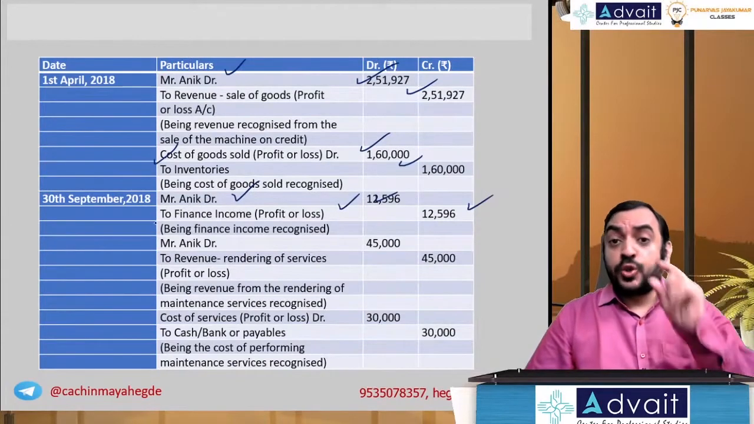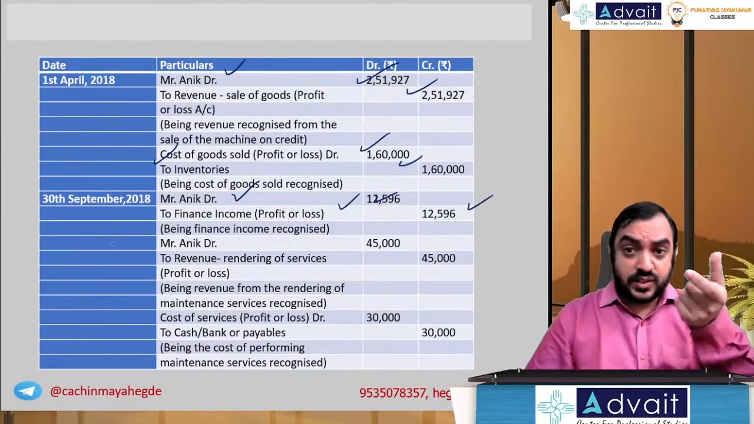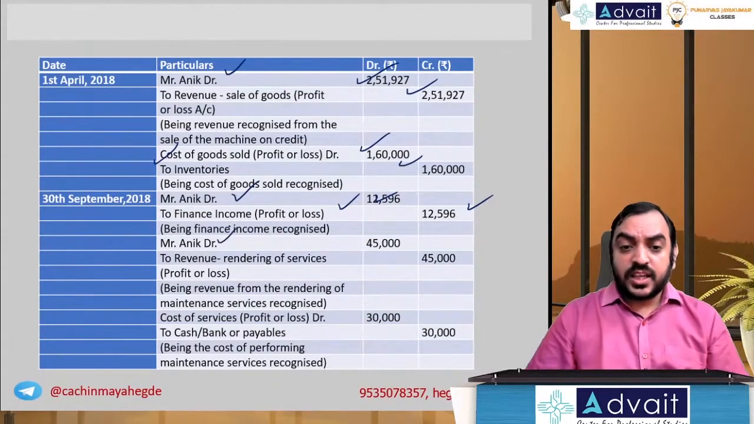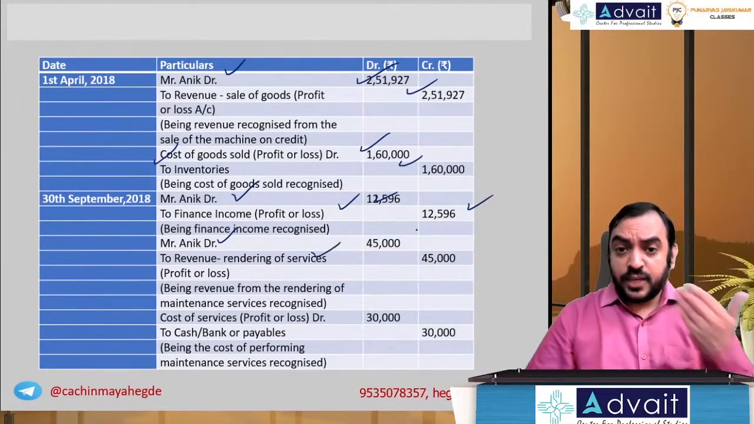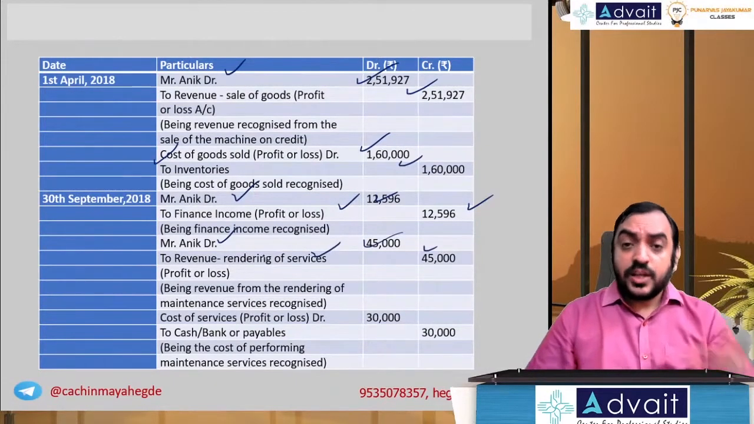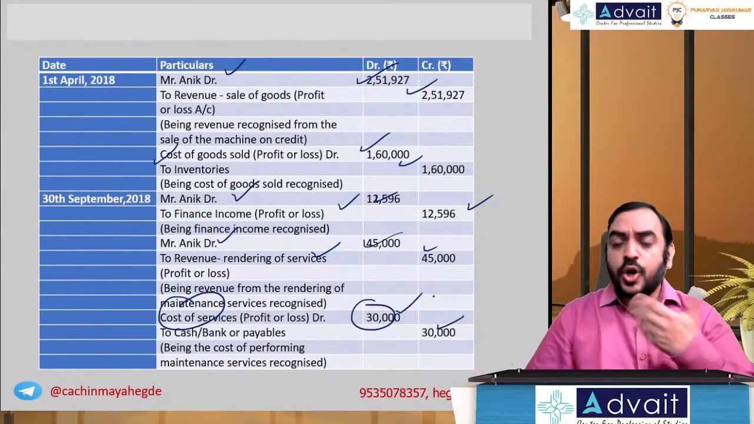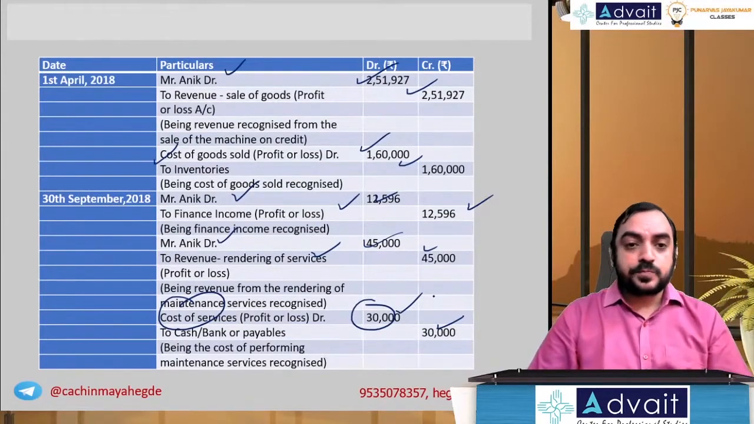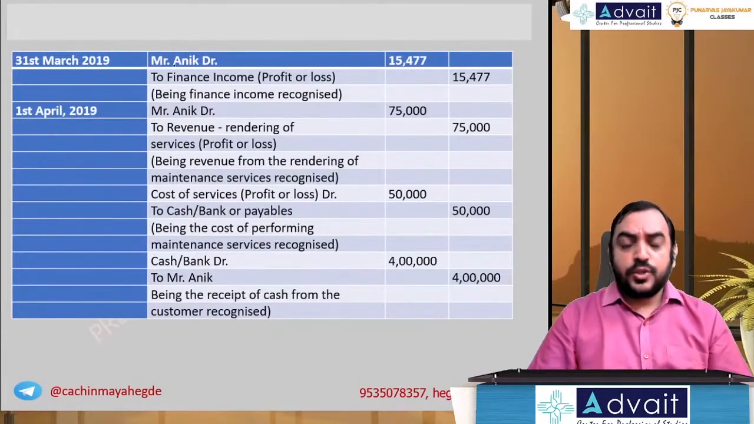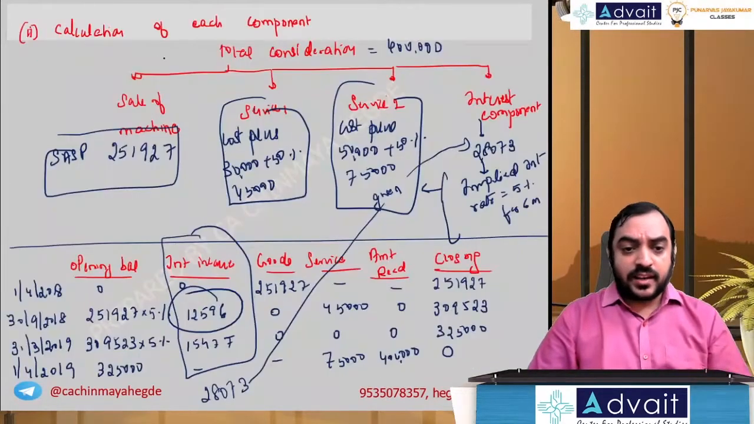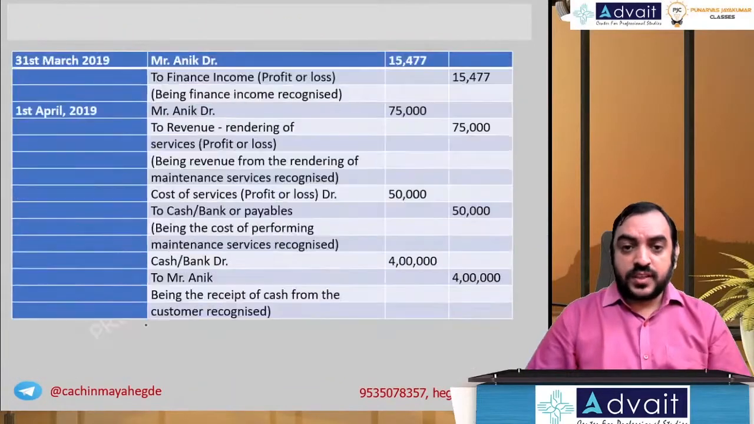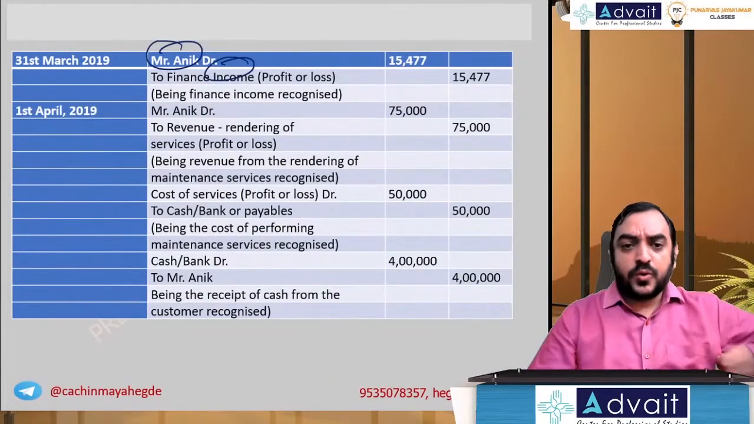Then you recognize revenue towards the provision of services, that is service income. Ankit account debit to revenue, rendering of services, 45,000 for the first service. Cost of it, you can say to bank or to payable. So cost of services to cash, whatever the amount incurred, or to payable if you are yet to pay it. On 31st of March, you recognize finance income, which you again calculated, 15,477. So debtor account to finance income, which will be transferred to P&L account.